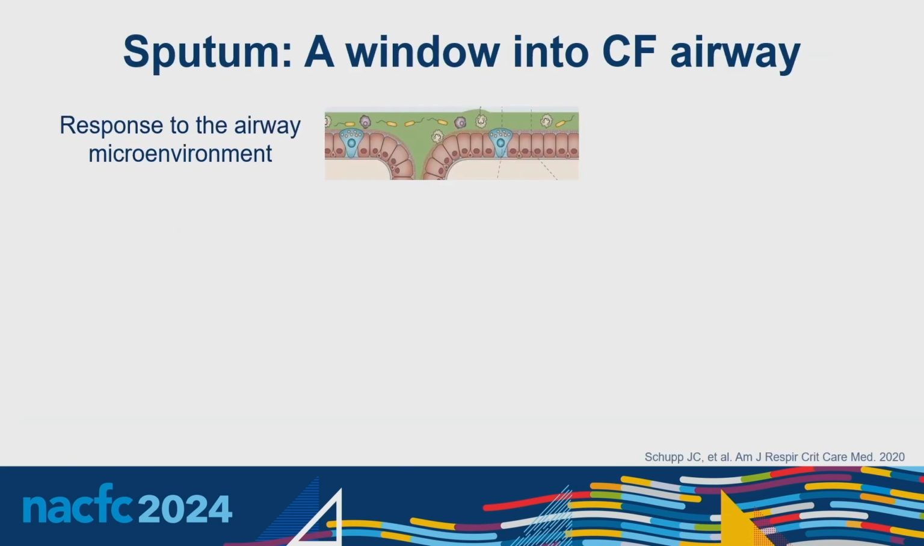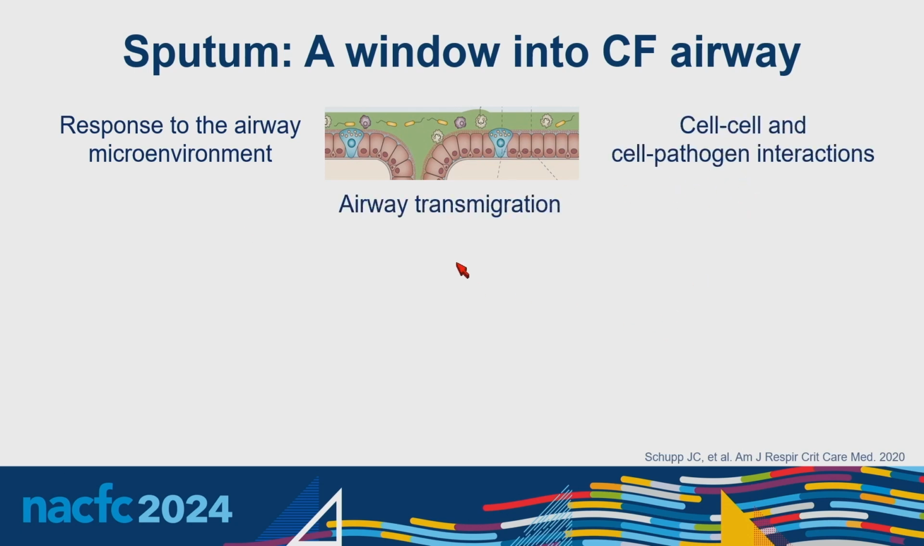So in 2020, Dr. Brito and his colleagues developed a novel, innovative approach to analyze immune cells present in the sputum of CF patients by utilizing single-cell transcriptomics for the first time. So why sputum? Sputum is a non-invasive and robust way of airway sampling from the site of inflammation. Sputum also allows us to get information regarding response to the airway microenvironment, cell-to-cell, cell-to-pathogen interactions, as well as airway transmigration.